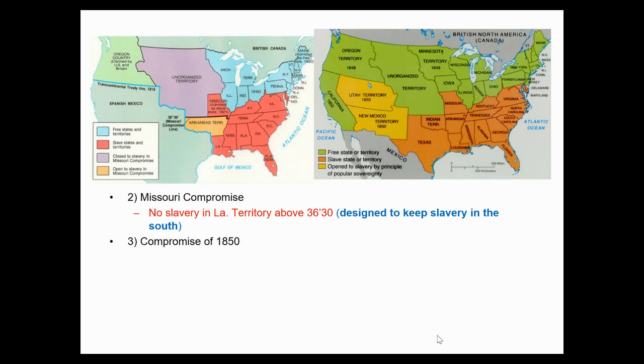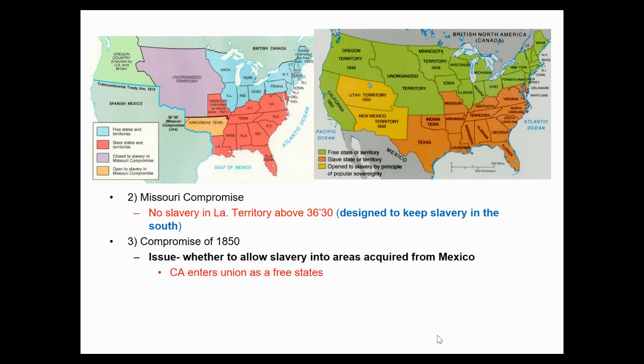Now, after the Mexican-American War, now we have the map in the upper right-hand corner, and there's new land in the West. And gold's discovered in California. And California overnight has enough population to apply for statehood. So the issue is about whether to allow slavery into areas acquired from Mexico.